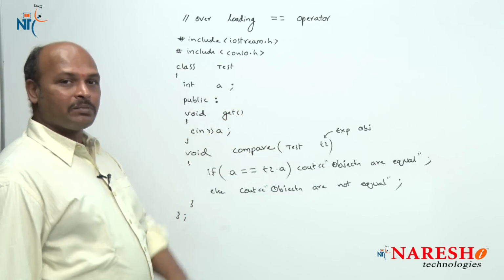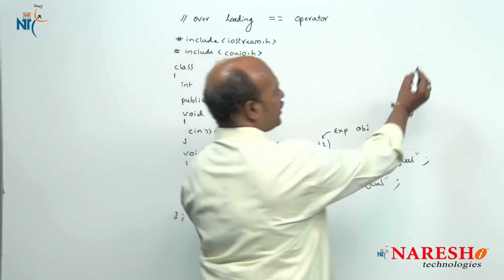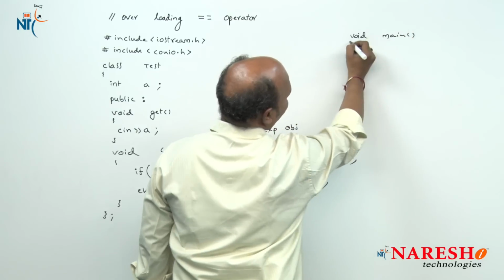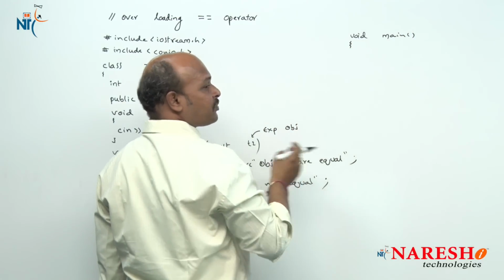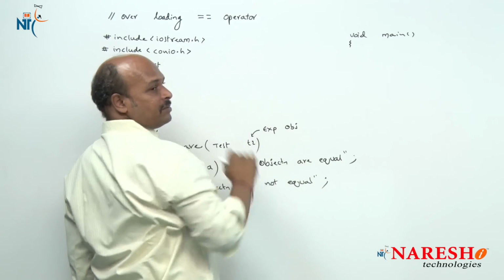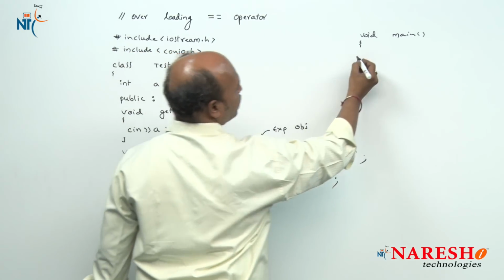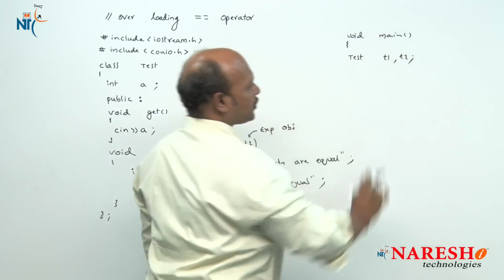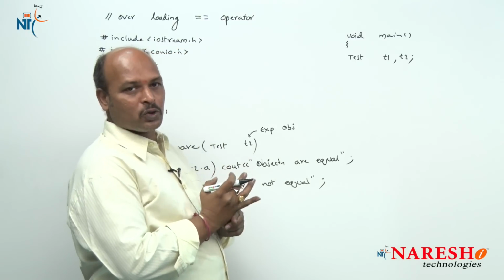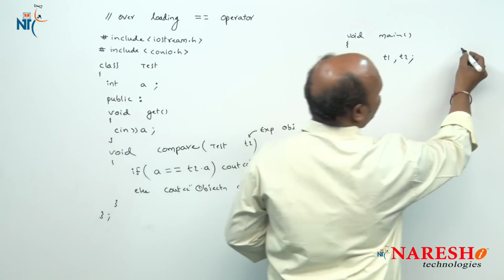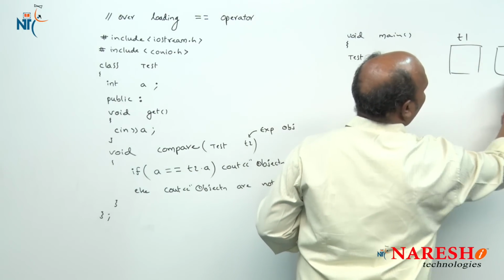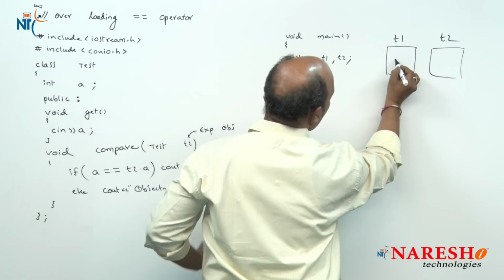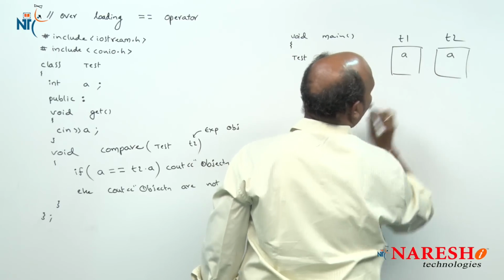Later calling is balanced. Now how to call this one? In calling, the main function is compulsory. Now main function. Later how many objects do we require for this? We are using a binary operator, meaning function, that is why 2 objects. That is why test T1 comma T2. Now 2 objects are created, okay, fine. Now T1 object and T2 object, 2 objects are created, and each object contains the data member A. Now here one A is created, here one A is created.